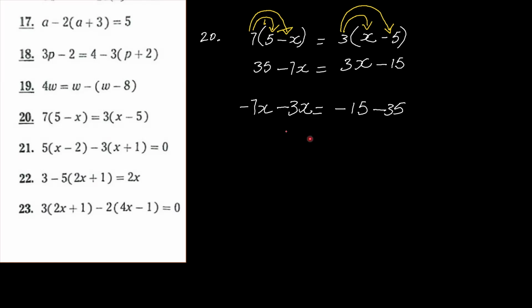Janicia, what is negative 7x minus 3x? Negative 10x. Everybody agree with that? Negative 7x minus 3x. When the signs are the same, you add. So that's negative 10x.